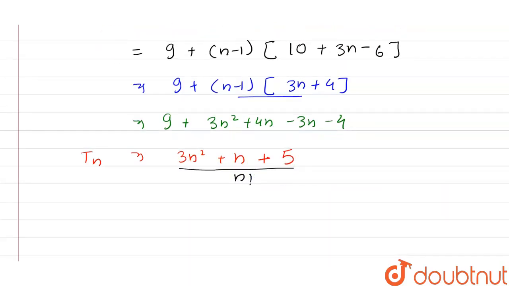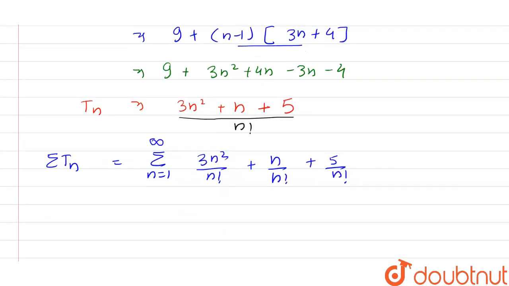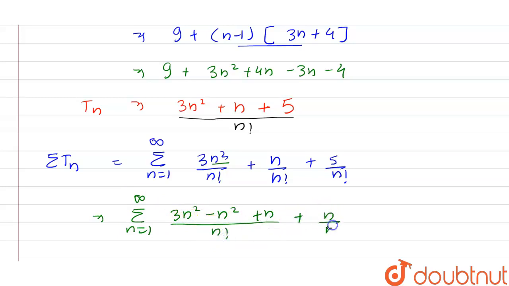Now if we separate terms and find the sum of this Tn series, we get summation n is equal to 1 to infinity 3n square upon n factorial plus n upon n factorial plus 5 upon n factorial. Now from here if we add and subtract, we get summation n is equal to 1 to infinity 3n square minus n square plus n upon n factorial plus n upon n factorial plus 5 upon n factorial.